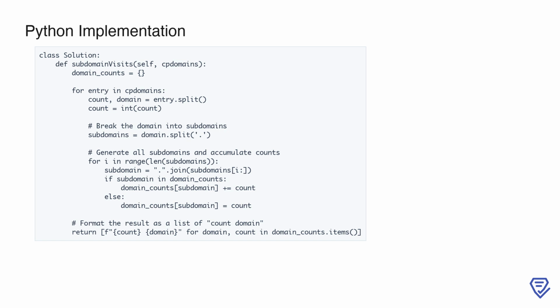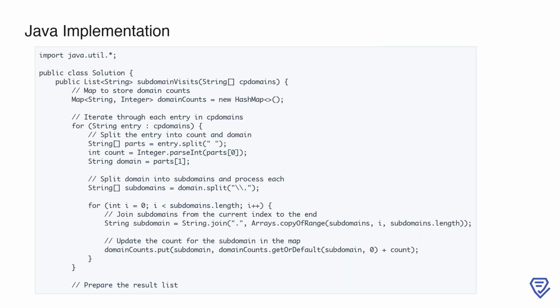This implementation handles edge cases such as single segment domains, e.g., com, or very large counts efficiently. The time complexity is approximately n*m, where n is the number of entries and m is the average number of subdomains per entry. Here, we begin by importing the necessary packages and defining our class and method.